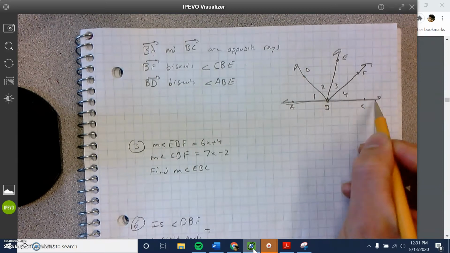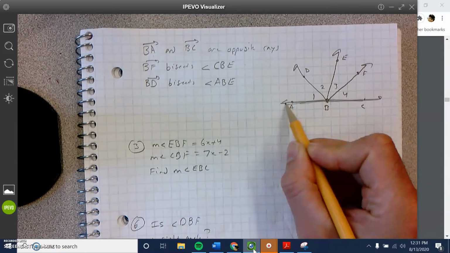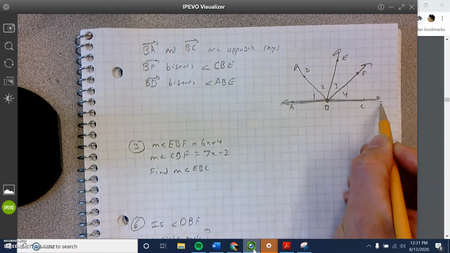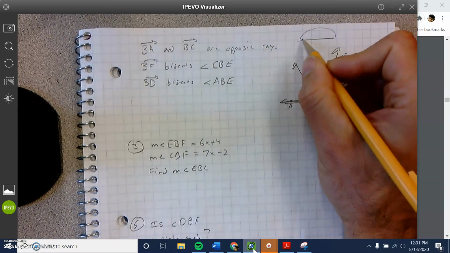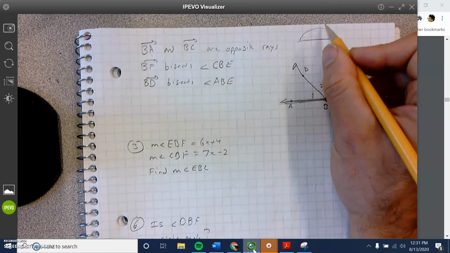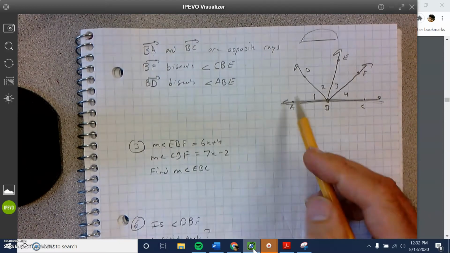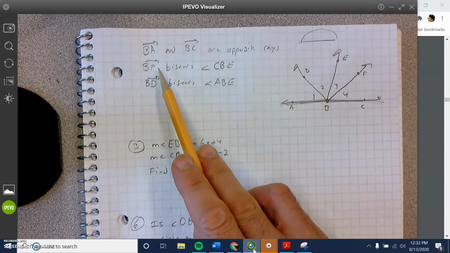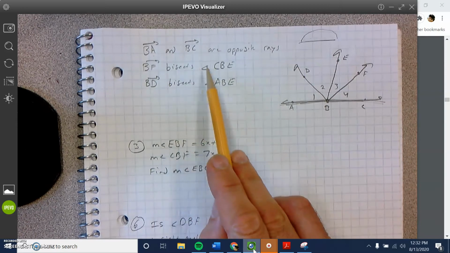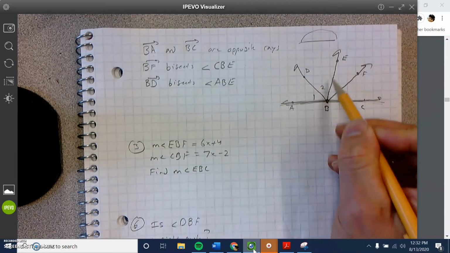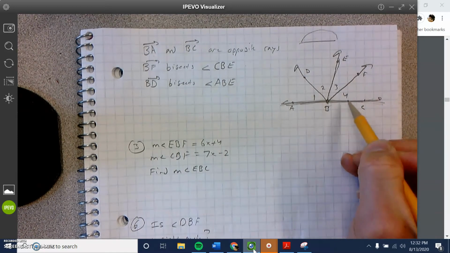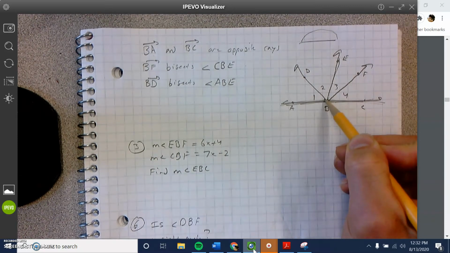So BA and BC. So that means that this angle here is 180 degrees. This is a straight line. Why is it 180 degrees? Because that's half a circle. A circle is 360, half a circle is 180. All right. Ray BF bisects angle CBE. So CBE right here, and ray BF bisects it.